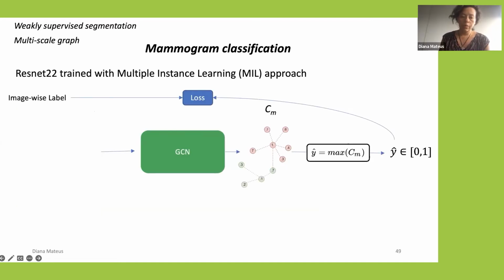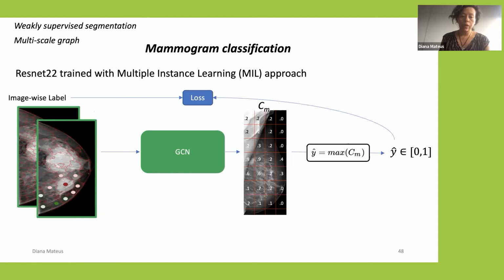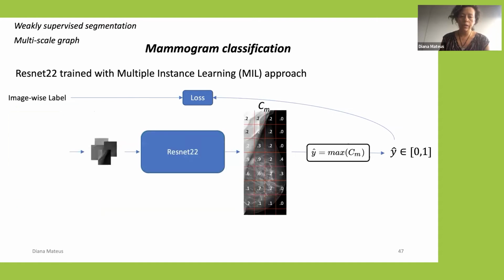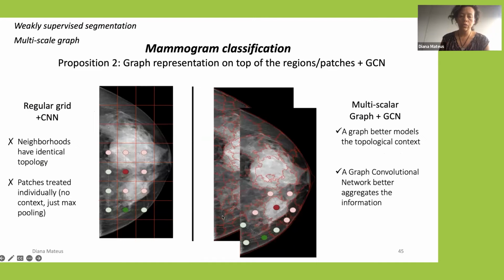So the important thing about the context is that when there are lesions occurring, actually, they might change the number of neighbors and the closeness of the neighbors than when you have homogeneous regions. So this is the type of information we're trying to capture here.